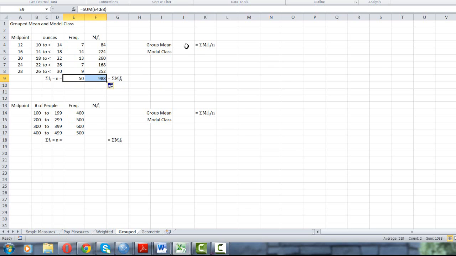Okay, so the group mean then would be 988 divided by 50. So we would say that our estimated mean number of ounces for whatever this is, is 19.76, based on the information that we have, these frequencies that we have.